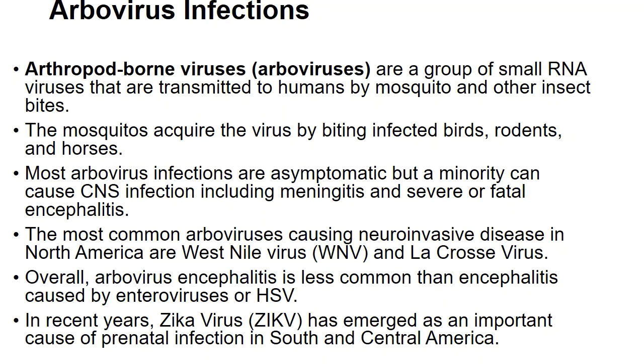Arthropod-borne viruses, or the arboviruses, are a small group of RNA viruses that are transmitted to humans via mosquito or insect bites. As we know, the mosquito acquires the virus by biting infected birds, rodents, or horses. Most arbovirus infections are asymptomatic, but a minority can cause CNS infections, particularly meningitis and severe or fatal encephalitis. So the most important arboviruses are the West Nile virus and the La Crosse virus. And in recent years, even the Zika virus has emerged as an important cause of prenatal infections in South and Central America.